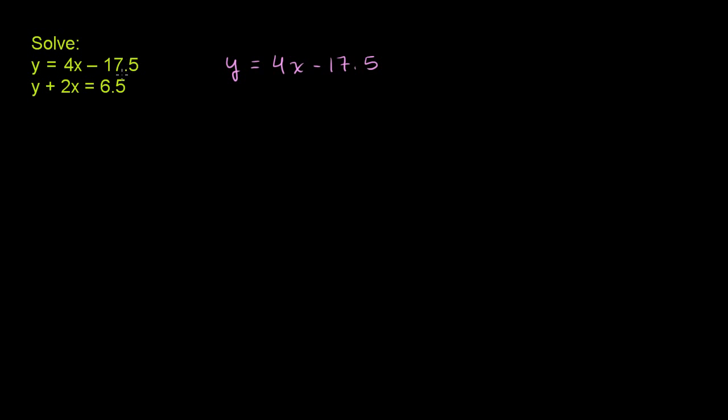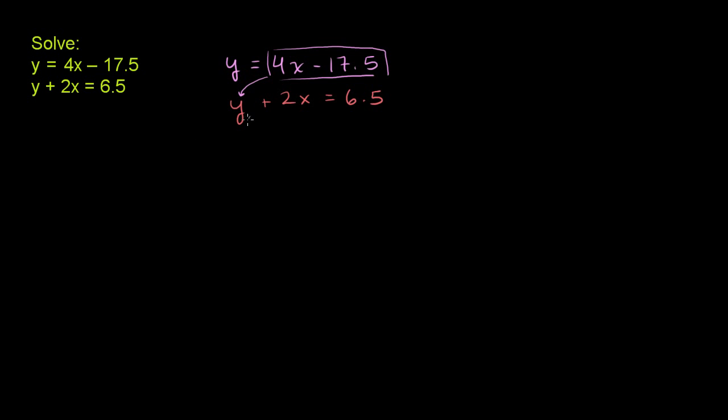So what we can do is we can substitute this value for y into this equation. Let me be clear what I'm doing. The second equation here is y plus 2x is equal to 6.5. We know that y has to be equal to this thing right here. y has to be equal to 4x minus 17.5. So let's take 4x minus 17.5 and substitute y with that. So let's put that right there.